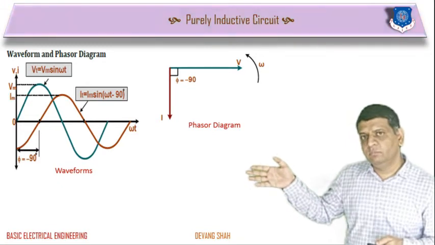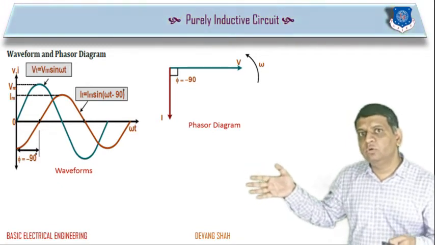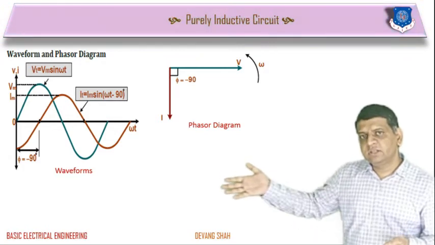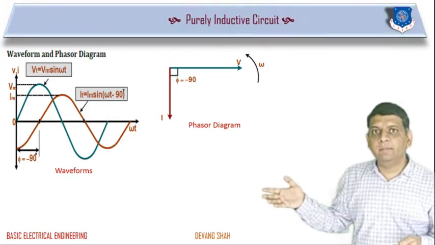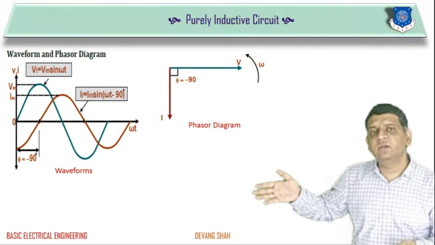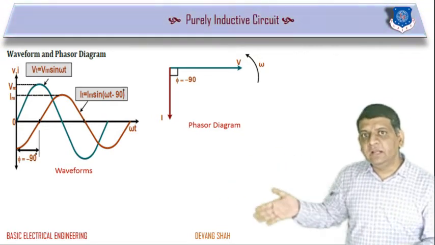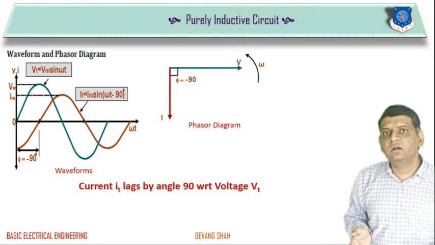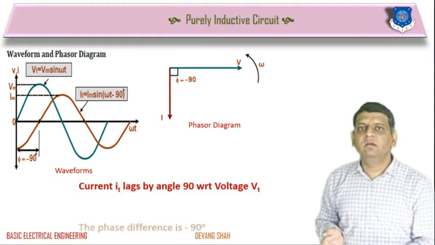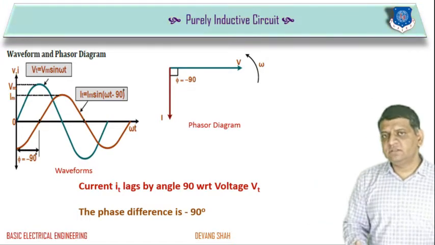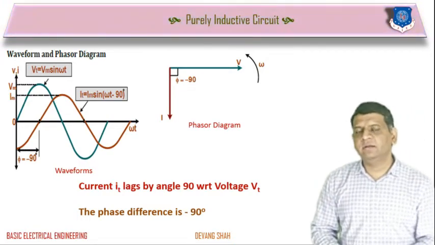Since both have omega t, the angular velocity of voltage and current are the same, right? So this 90 angle is permanently maintained between them. So current is always lagging by angle 90 with respect to voltage. So here current i(t) lags by angle 90 with respect to voltage v(t). Hence the phase difference between voltage and current is minus 90.